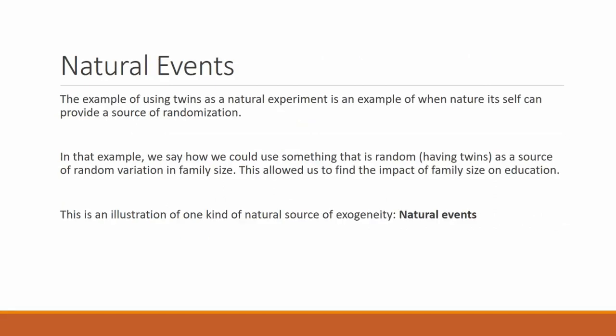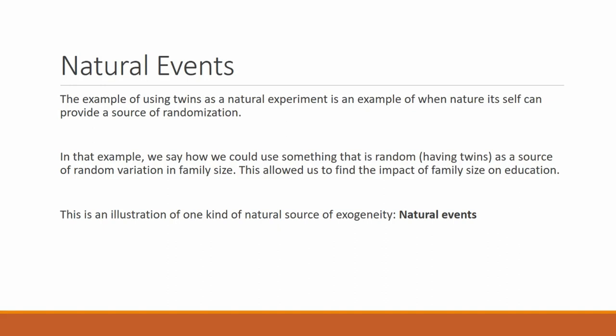Let me move to another. Actually, let me summarize real quick. This example that we just went through, using twins as a natural experiment, is an example of when nature itself can provide a source of randomization. So if we're looking to do a natural experiment, one source of random variation can be nature itself, natural events. Twins are a natural event. There are other kinds of natural events.